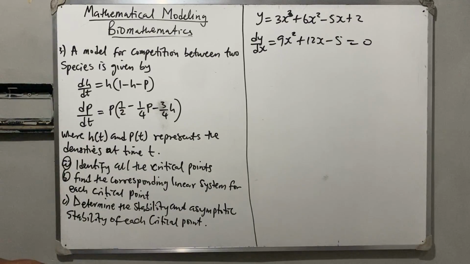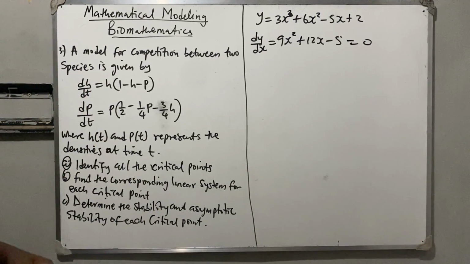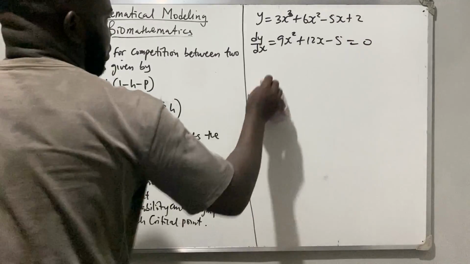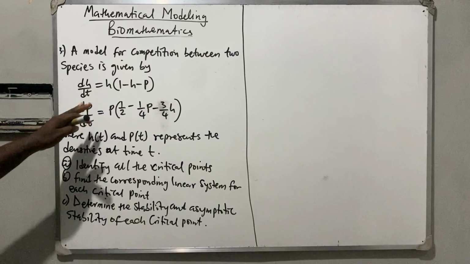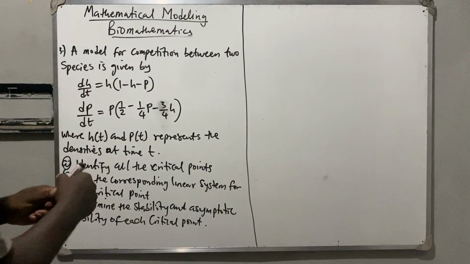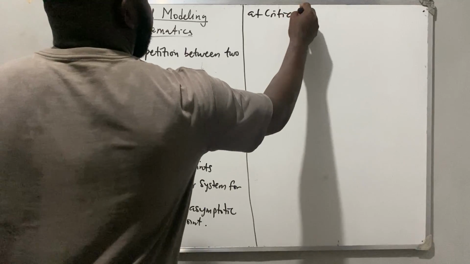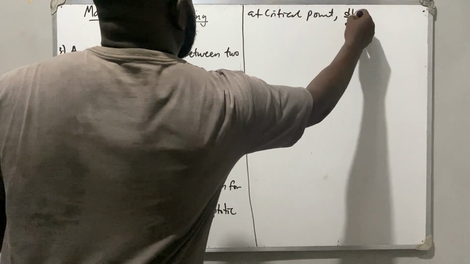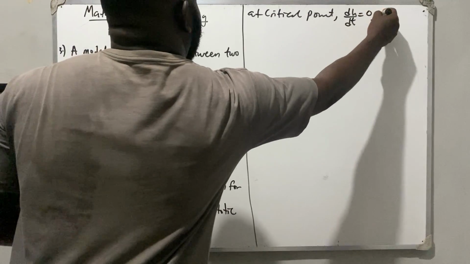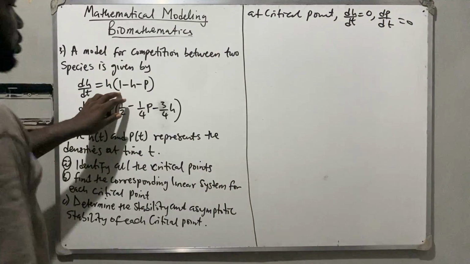So that is exactly how to find a critical point. At a critical point, the first derivative must be equal to 0. So now, what do we do here? At the critical point, dh/dt will be equal to 0 and dp/dt will be equal to 0. So let us equate these to 0.